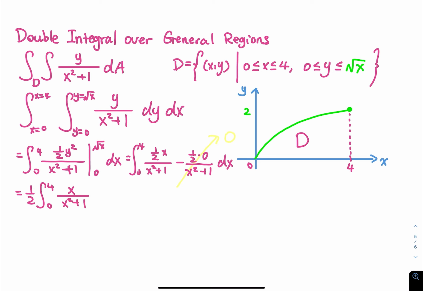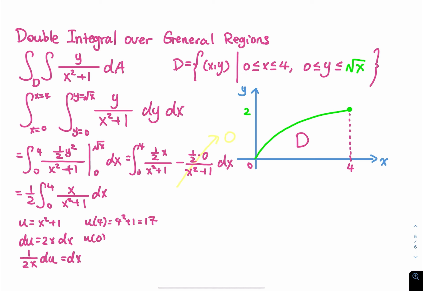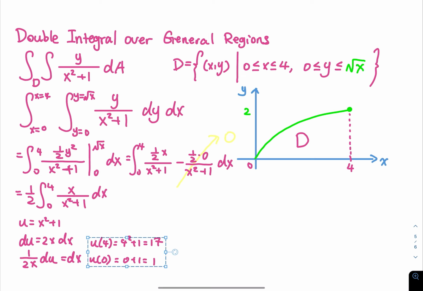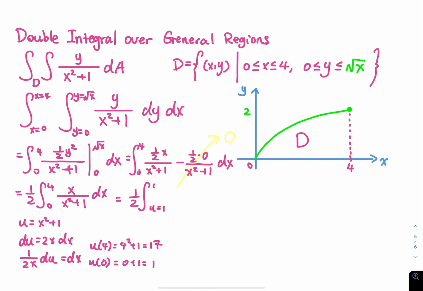Hey, this is a u substitution. U is equal to x squared plus 1, and then du is equal to 2x dx. The x gets rid of the x on top. 1 over 2x du is equal to dx. U of 4 is 4 squared plus 1, equal to 16 plus 1. And then u of 0 is 0 plus 1, which is equal to 1. So I have 1/2 integral, u goes from 1 to 17.